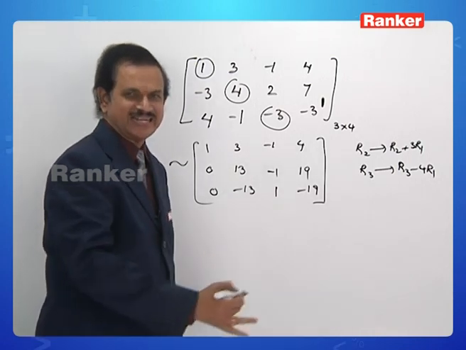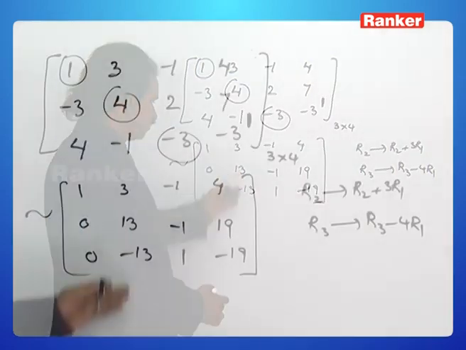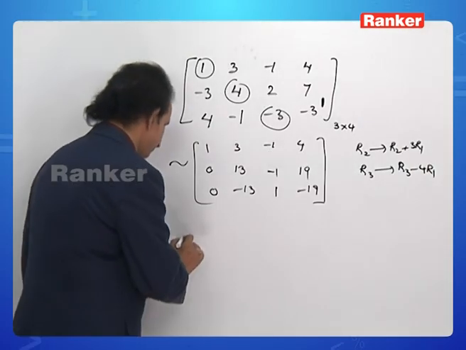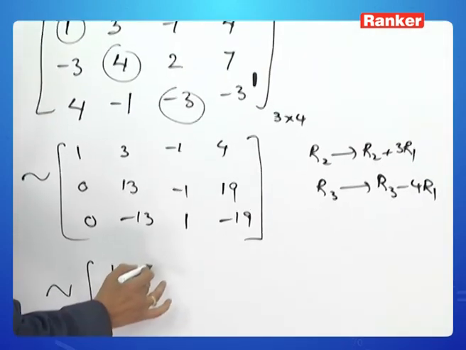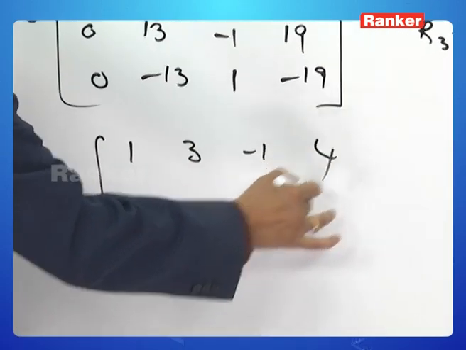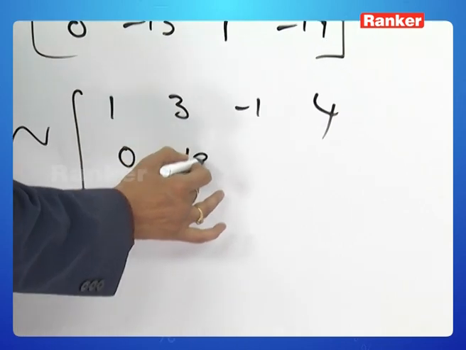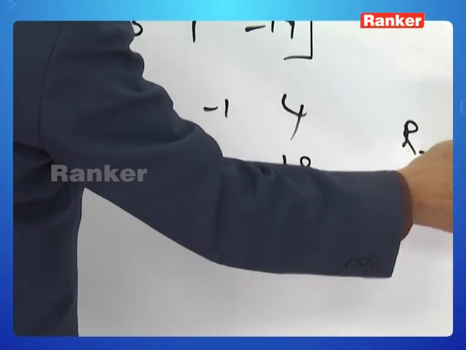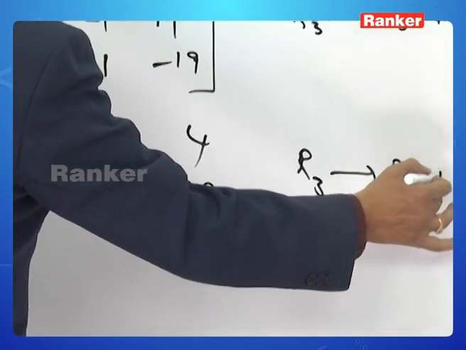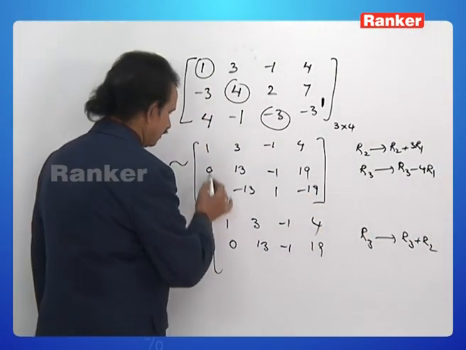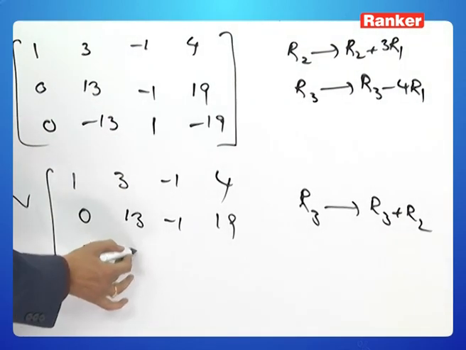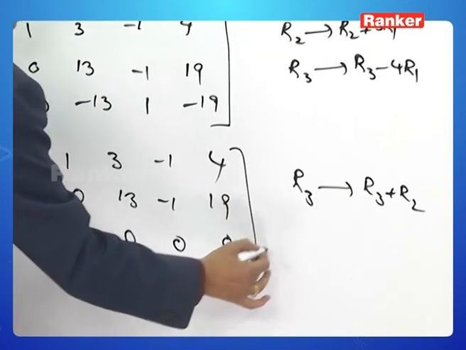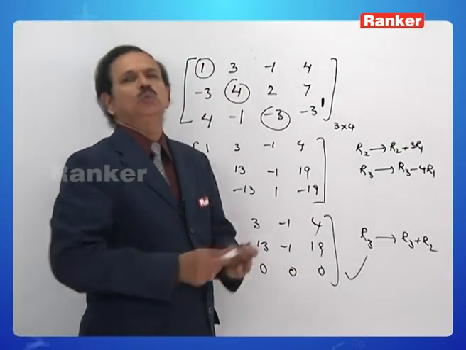The next target is all the entries below the 2/2 place. This we have to make 0. It's very simple. How? 1, 3, minus 1, 4, 0, 13, minus 1, 19. R3 is changed as R3 plus R2. Come on. 0 plus 0, 0. Minus 13 plus 13, 0. 1 minus 1 is 0. Minus 19 plus 19 is 0. Oh, successful. Rank of this matrix is 2.